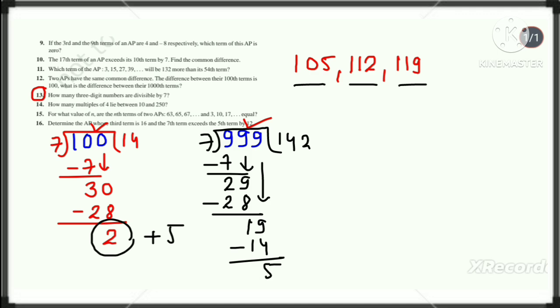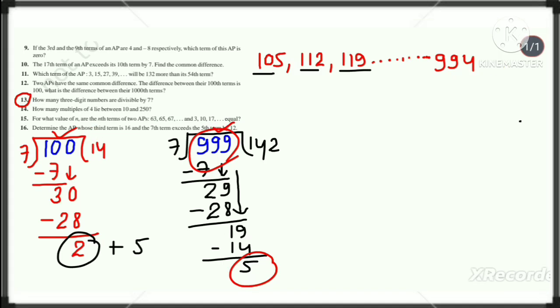And here we came to know this 999 is not divisible by 7, but when we subtract this 5 from 999, in that condition it can be divided by 7. So after subtracting 5 from 999, we obtain a new number, that is 994, and it is divisible by 7.